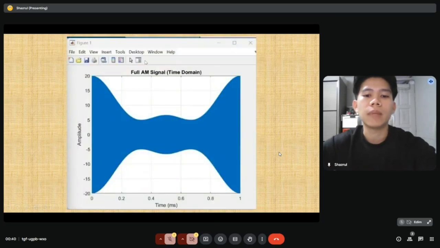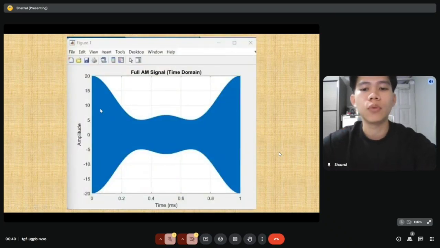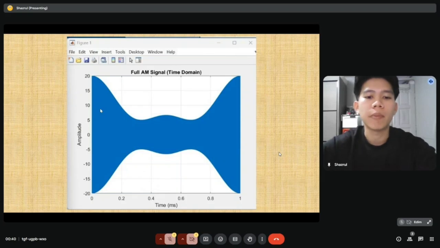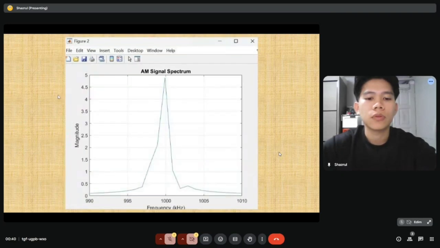Next, we move to the MATLAB simulation. So this is the full AM signal in the time domain. The amplitude changes according to the modulating signal. The last one is the AM signal spectrum. This shows the signal's frequency components after modulation. The carrier peak is at 1000 kilohertz. We see the carrier signal with a magnitude of 5.